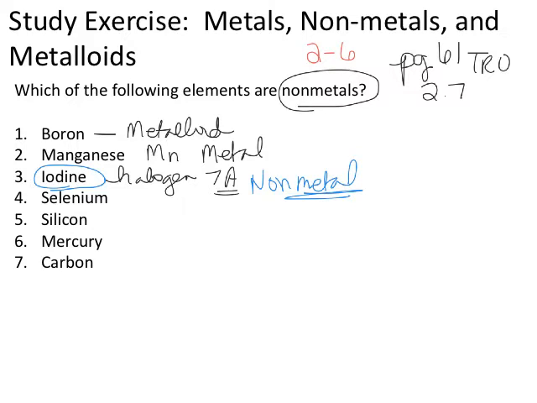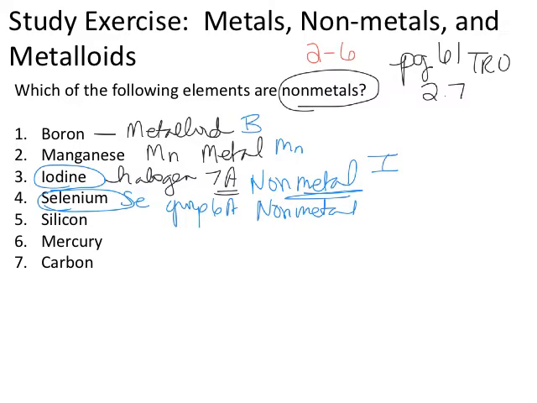Selenium. If you look for selenium, which is Se, I guess I should be writing these down. This is boron. This is Mn for manganese. Iodine is I. Selenium, Se. You'll notice that this is underneath oxygen and sulfur of the periodic table, group 6A. And this is also a nonmetal. So selenium is a nonmetal.